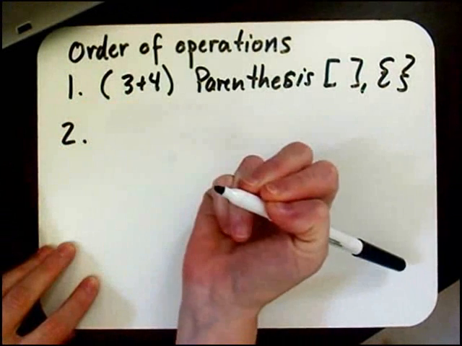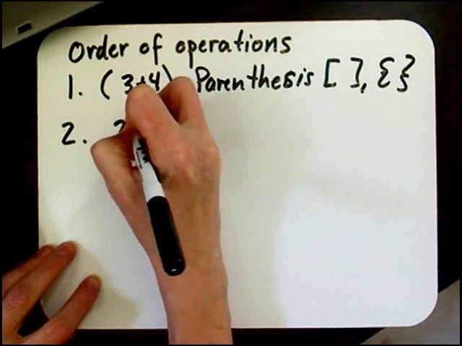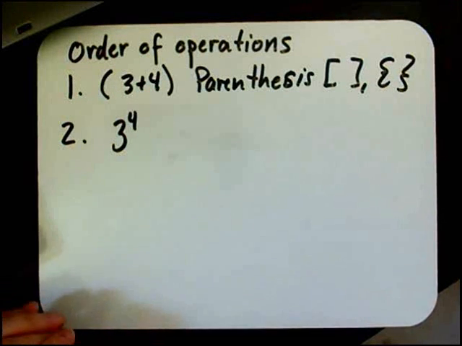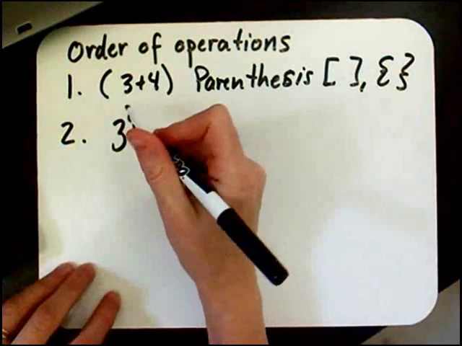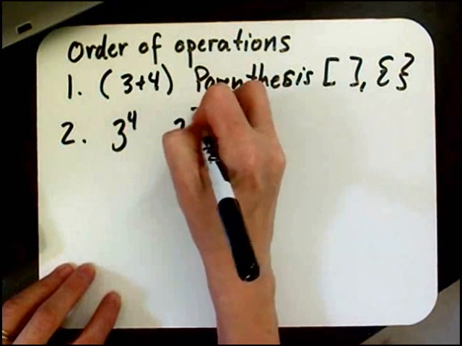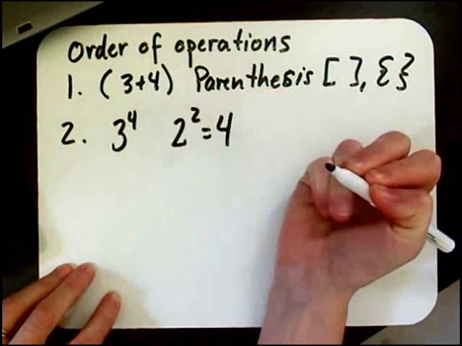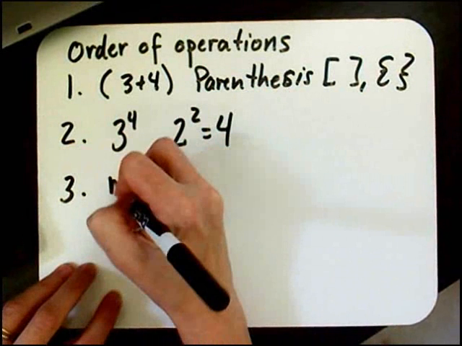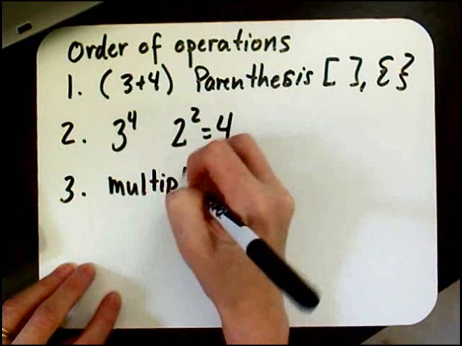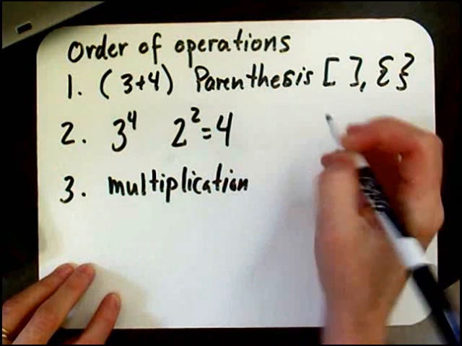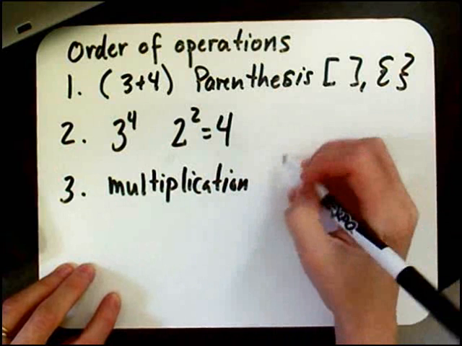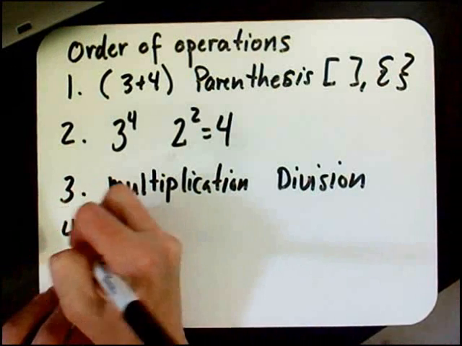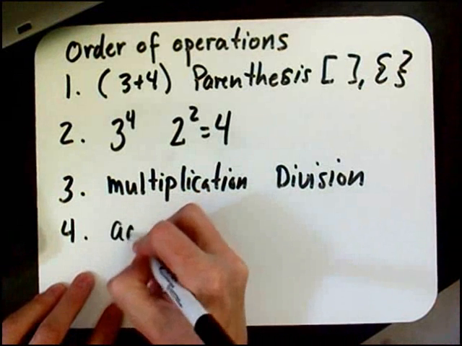So step 2. We need to evaluate all powers. So that would be like 3 to the 4th power. So once we've taken care of all of our parentheses, brackets, grouping symbols, then we evaluate a power, such as 3 to the 4th or 2 to the 2nd power, which is 4. Third step. Then we move to all of the multiplication and or division. So then we evaluate those. And finally, the last step is to do all of our additions and subtraction.